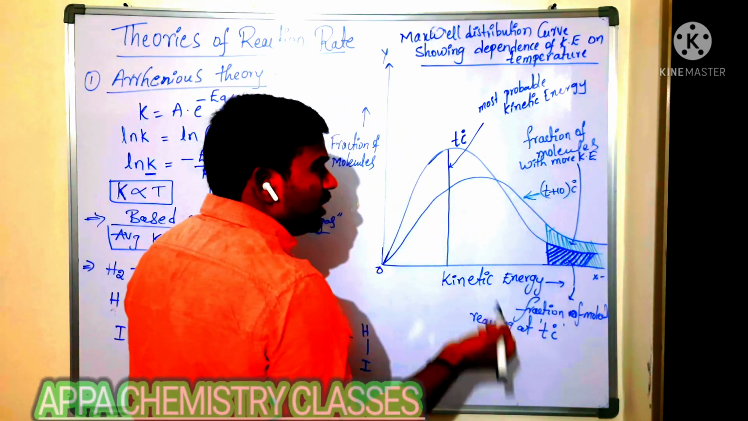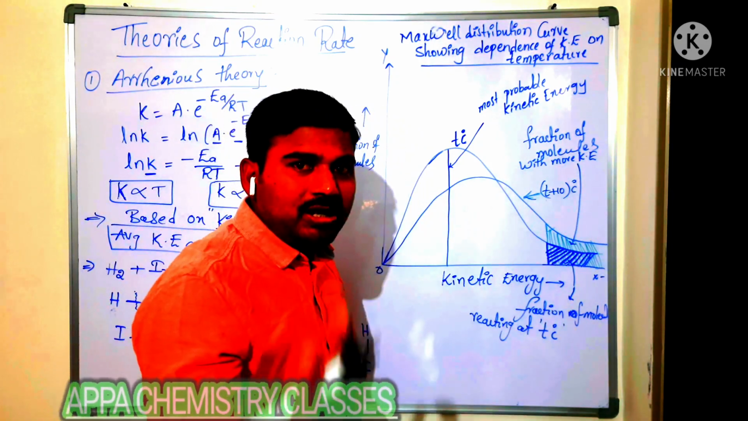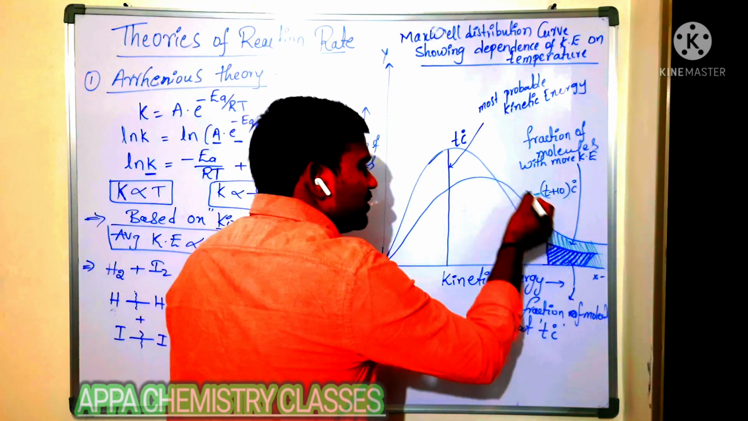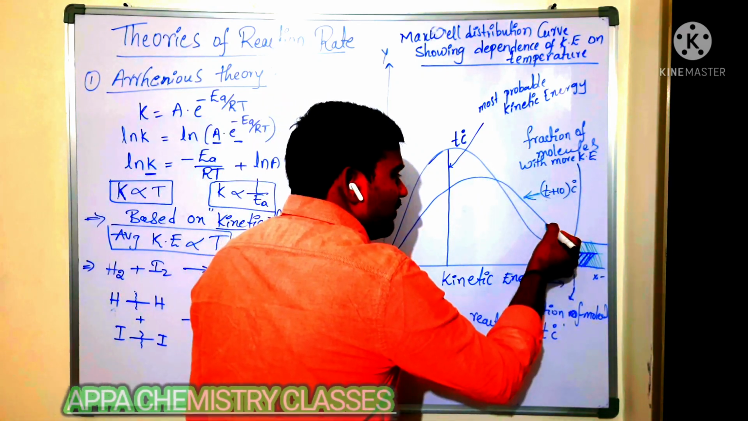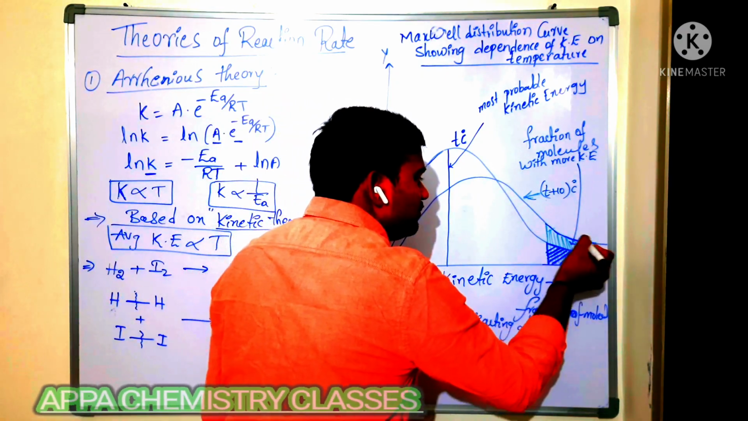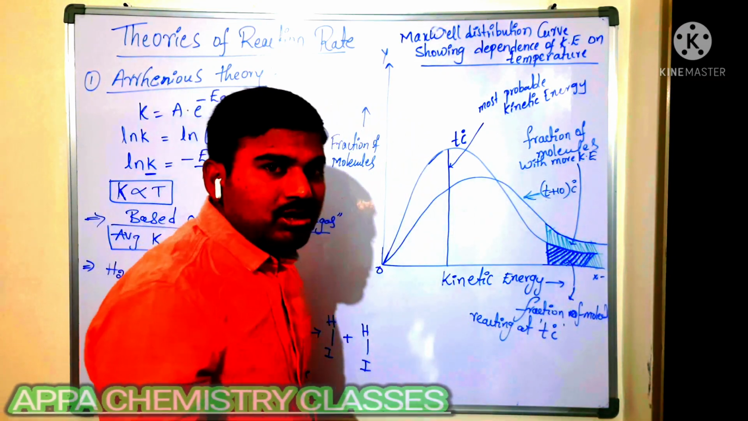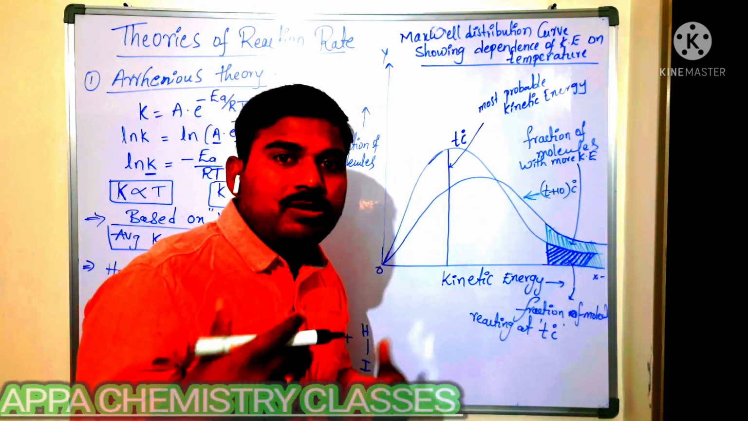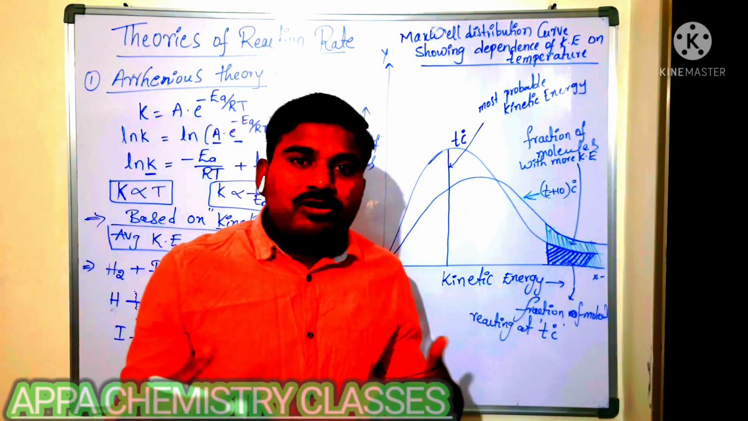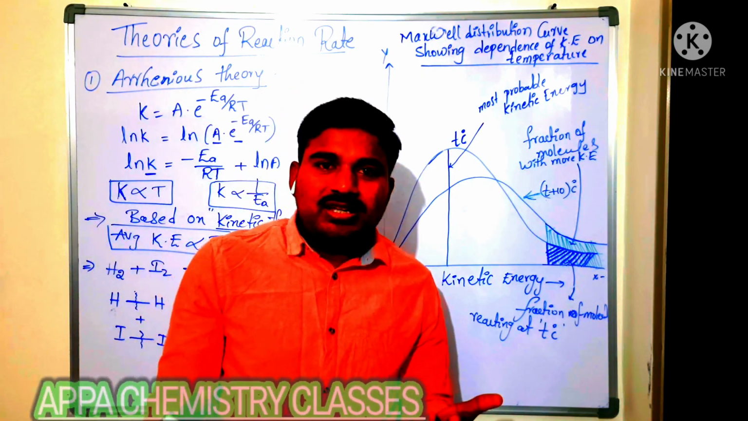But whenever you increase the temperature by some 10 degrees Celsius, then you see the particles which have more kinetic energy, meaning the fraction of molecules possessing kinetic energy will increase. Whenever the fraction of molecules possessing kinetic energy is increased, then what happens?